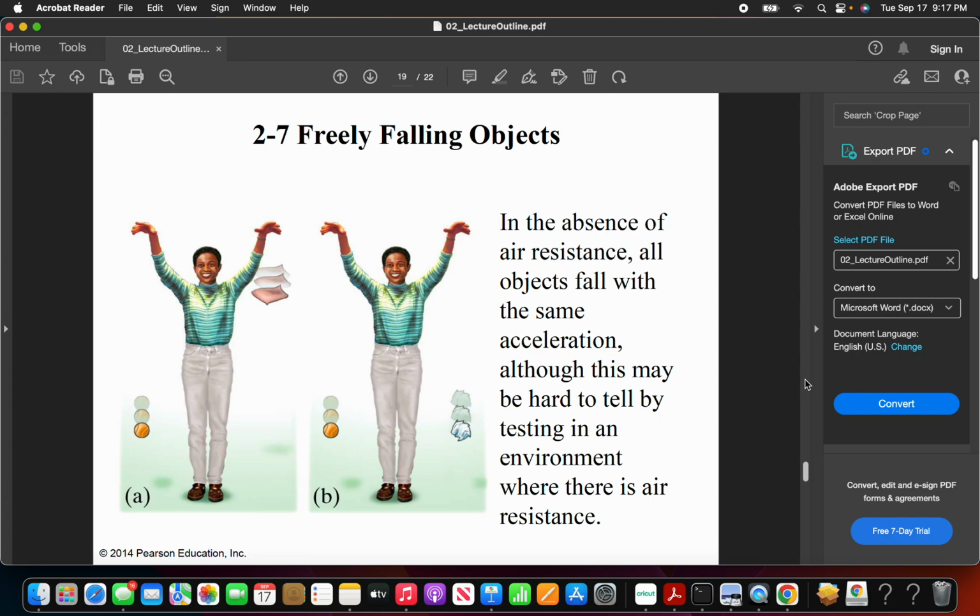Okay, but the bowling ball sort of cuts through. It cuts through the air and goes straight to the earth. Okay, so that's the difference between the two images, A and B. All right.